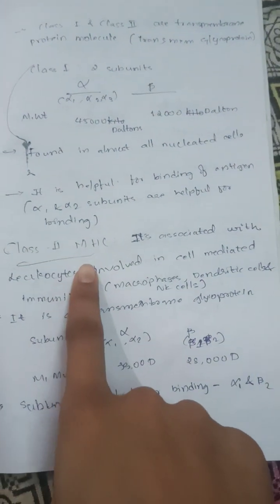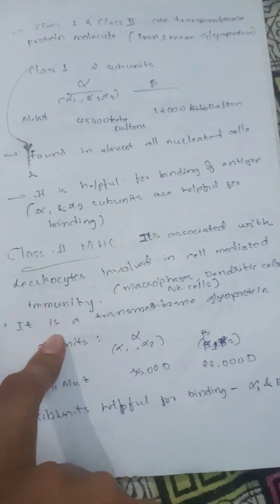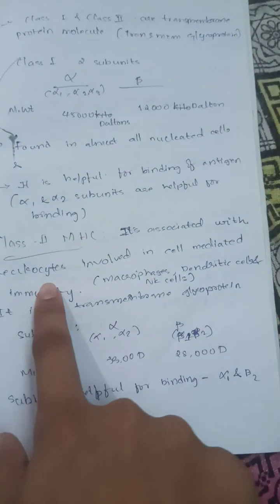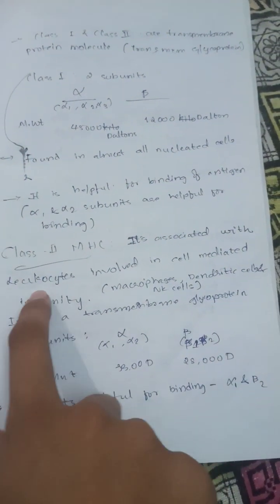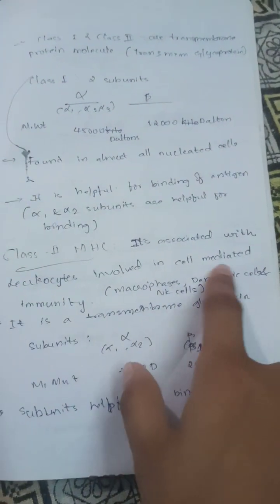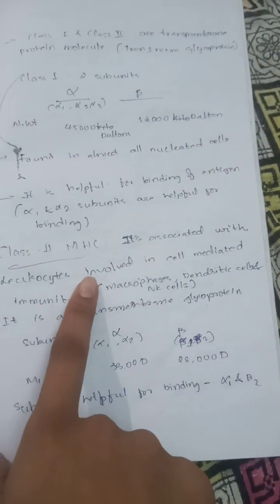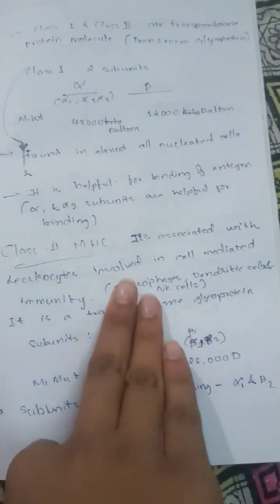And the next is class 2 structure. Class 1 is associated with all nucleated cells, while class 2 MHC is associated with leukocytes involved in cell mediated immunity. Which leukocytes are involved in cell mediated immunity? They are macrophages, dendritic cells, NK cells. So class 2 major histocompatibility complexes are associated with dendritic cells, macrophages and NK cells.